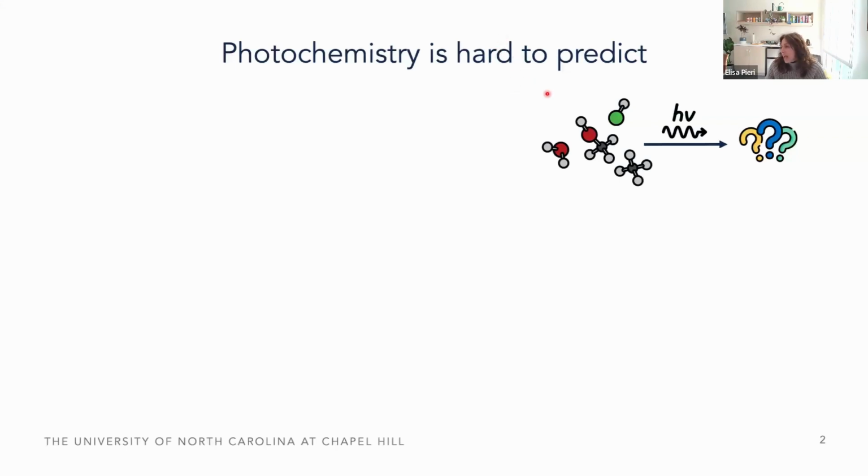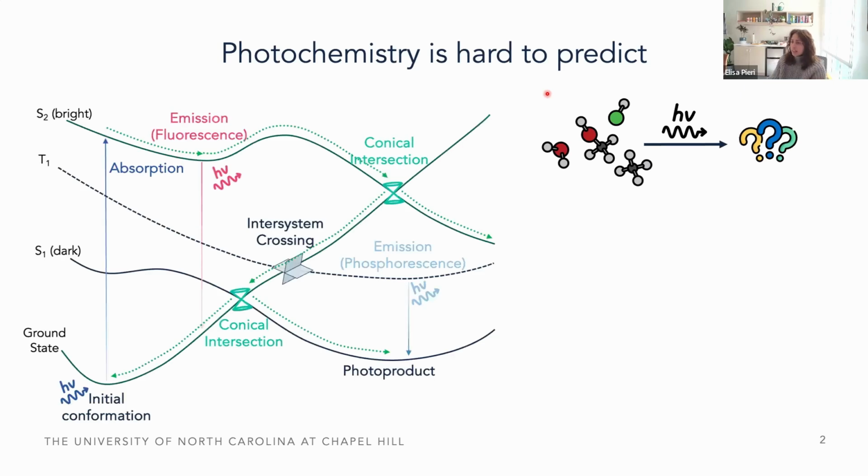So I think I don't have to explain to you that photochemistry is really hard to predict in general. So if you want to ask your computer, hey, what happens if I put these molecules in a flask and I shine light on it, what happens? That's a very hard prediction to make. And the reason for that is that the landscape of these processes is more complicated than for thermal chemistry.